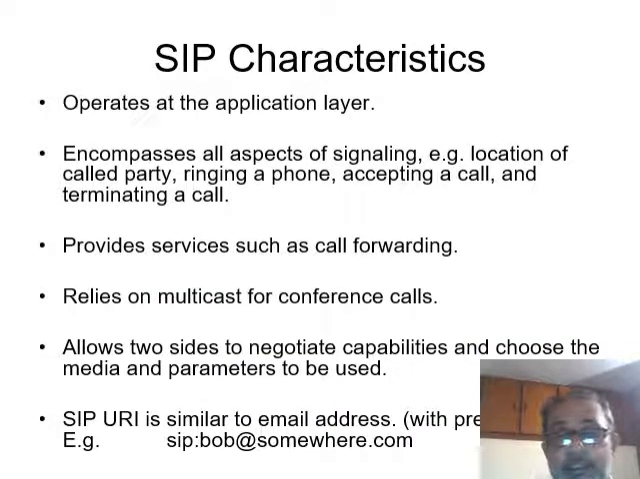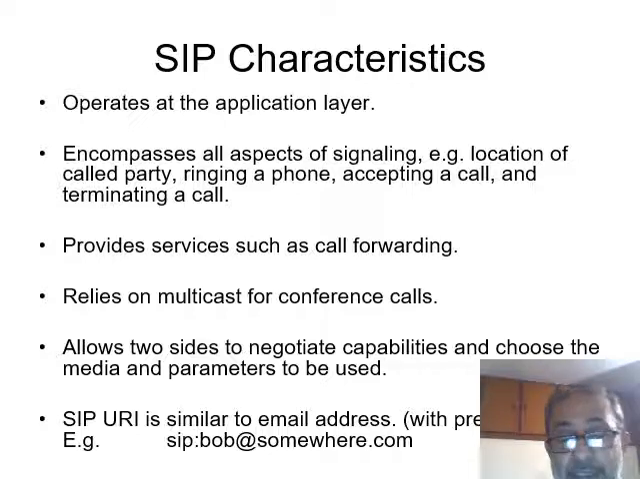What are the characteristics of SIP? Basically, it operates at the application layer, as we have already said. It encompasses all aspects of signaling, for example, location of call party, ringing of phone, accepting a call, etc. Then it provides services such as call forwarding, and it can use IGMP for multicast, which is used for conference calling. It allows two sides to negotiate capabilities and choose the media and parameters that are possible and acceptable on both the sides.